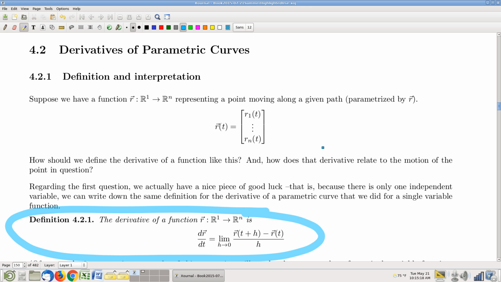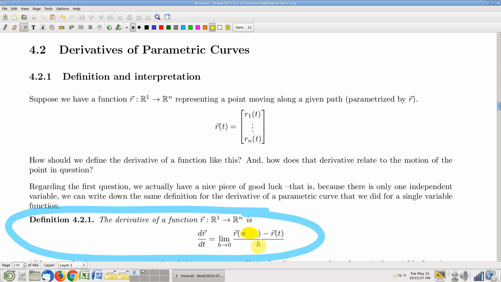We were dividing by a vector, for crying out loud. You can't divide by a vector. That doesn't make any sense at all. It's nonsense. So why can I do it here? And the reason why is I'm not dividing by a vector. I'm dividing by a scalar. H is a scalar.